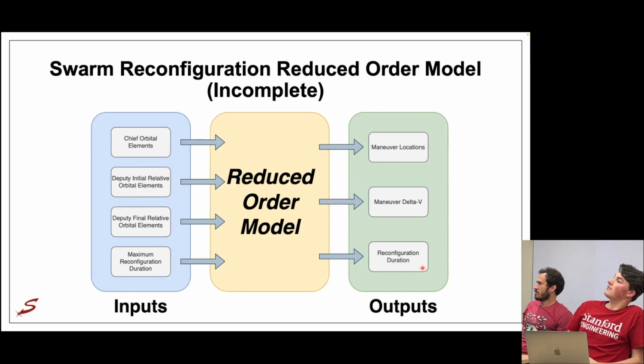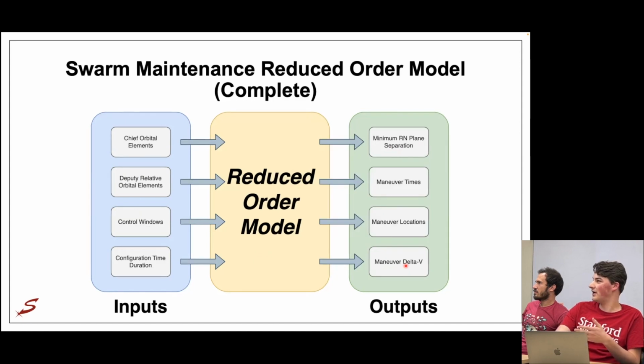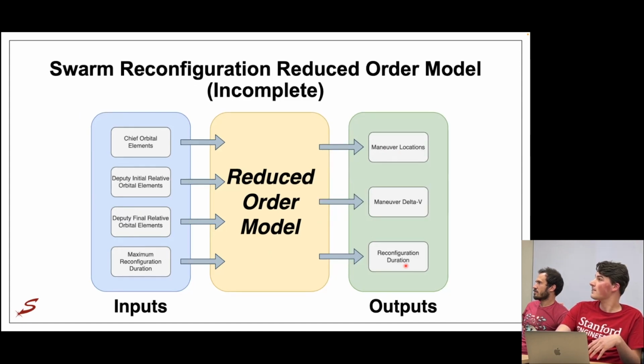There's another part of this, which is specifically in swarm reconfiguration. The goal would be to say, all right, we have an initial set of ROEs, and we want to get to a final set for some arbitrary configuration, whatever it is. Run it through a reduced order model in order to get the maneuver locations, maneuver delta V, and the amount of time it takes to complete that maneuver. I view those as two separate reduced order modeling problems. This first one, I pretty much have complete. This second one is not yet finished, so I'm not going to be discussing it in this next section.